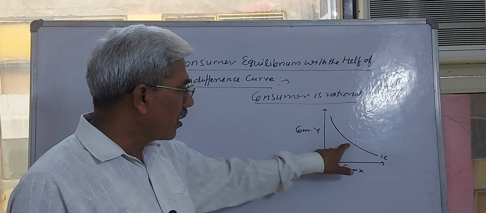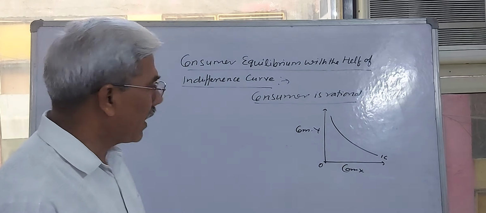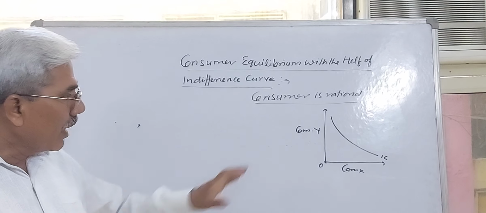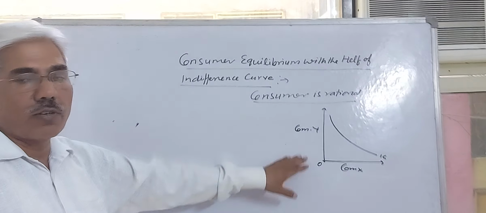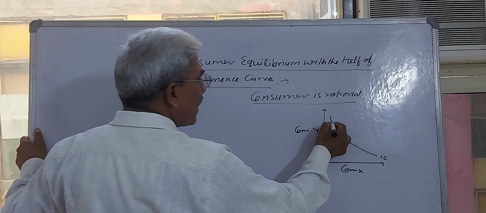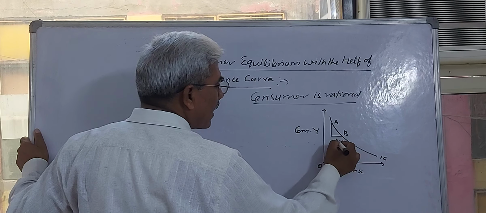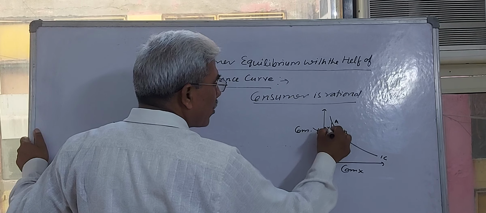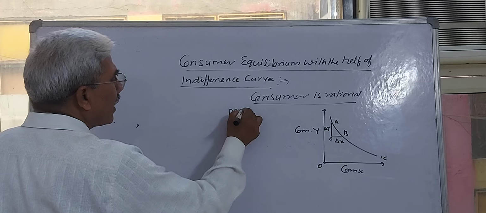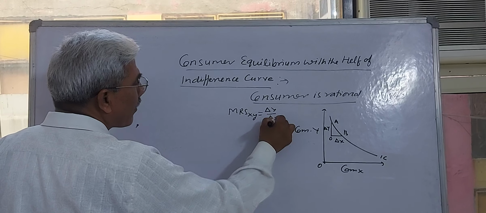At every point, the consumer is getting the same level of satisfaction. This means these are psychological needs where he is satisfied by substituting one commodity in place of the other. Marginal rate of substitution of X for Y means what? If a consumer shifts from A to B, he is increasing the additional quantity delta x in place of reducing delta y quantity of commodity Y. Or you can say marginal rate of substitution of X for Y is equal to delta y upon delta x.